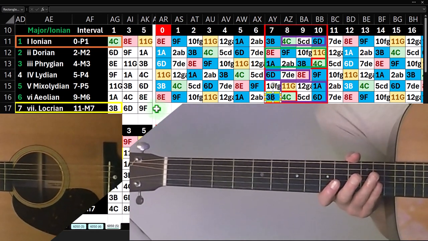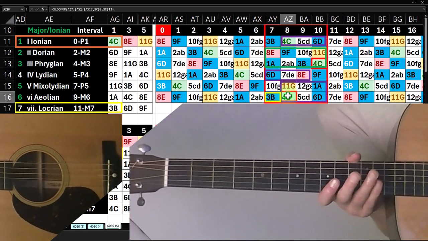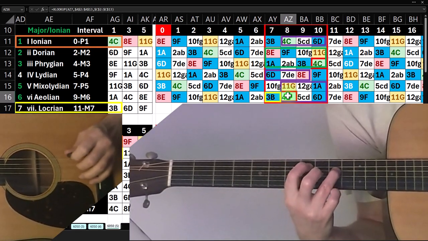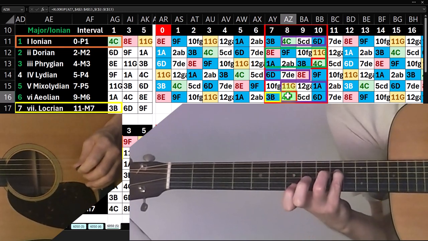Let's do this again. Let's go back the other way. We're going to go from this C back to the prior C. And so we're here, and then we're going to go here.